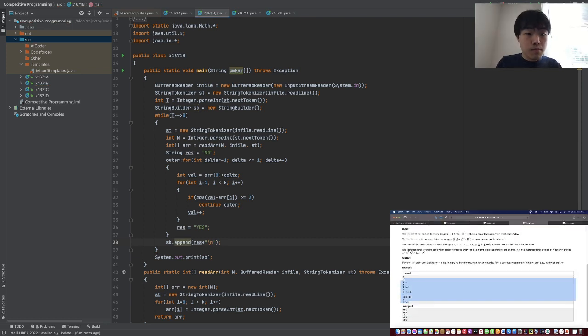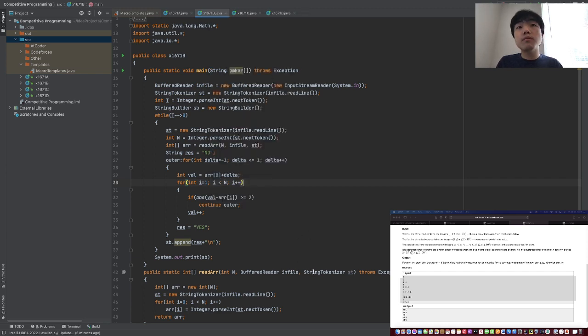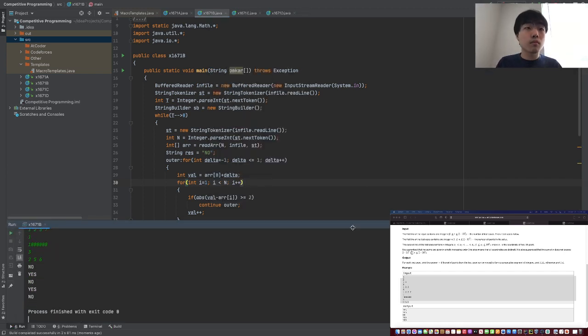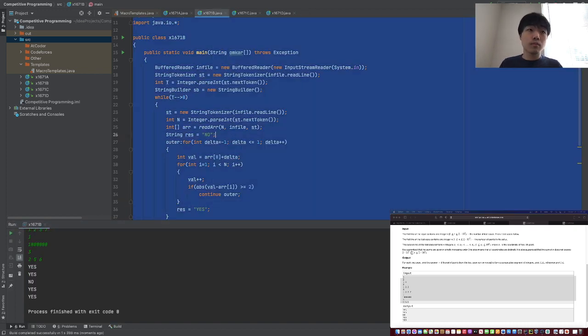Okay. I want to run samples on this. And that's why I run samples on it. 2, then 3. So it becomes 2. Oh, yeah. I think we want to add it first.